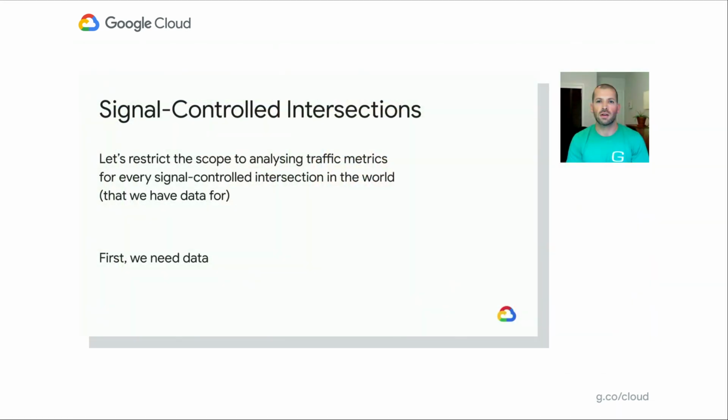So to achieve this goal in this particular talk, we're going to restrict the scope a little bit to something more manageable, and that's going to be focusing on signal-controlled intersections. These are the things that the city can tweak immediately to get some short-term feedback on impacts and iteratively move towards a better solution.